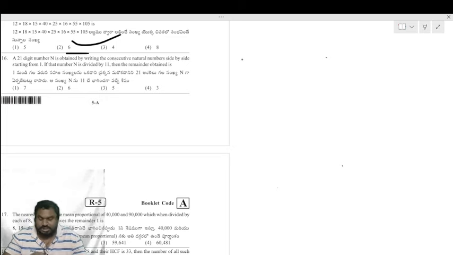Okay, 16th question. A 21 digit number n is obtained by writing the consecutive natural numbers side by side starting from 1. If that number n is divided by 11, then the remainder obtained is.